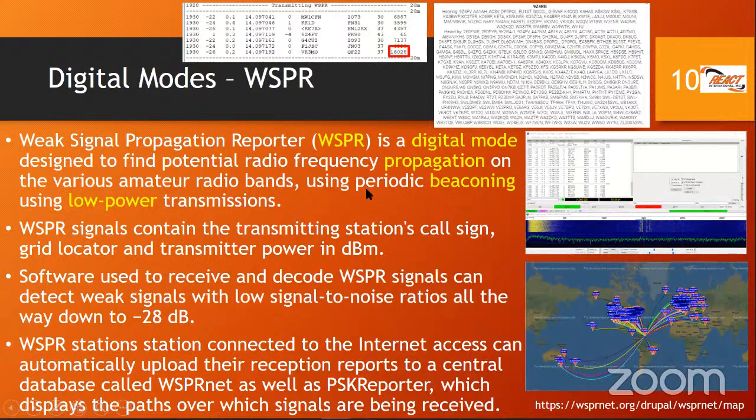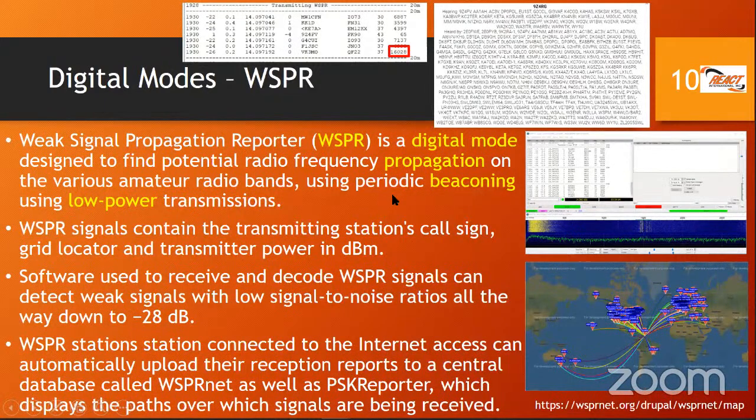And Whisper uses periodic beaconing using low power transmissions. At least that's what you need to know for your exam, right? So we are saying it's low power transmissions. If Franz is online, he may say, wait, Robbie, there are stations that run high power. Well, okay, but for the exam, you need to know that Whisper is checking radio propagation using beaconing and low power.